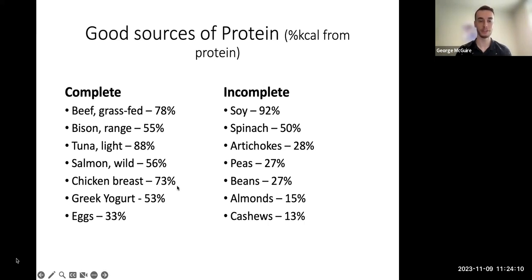Chicken breast has 73%. And then for our incomplete proteins, some beans and legumes actually have some of the highest concentration of calories coming from protein, such as soybeans, really, really high in protein, really common in our protein substitutes, right? Soy milk, soy protein powder, etc. Right? But most other plant-based sources are relatively low. Some of our leafy greens can be high, particularly spinach. Kale even has a relatively high percentage of calories from protein.